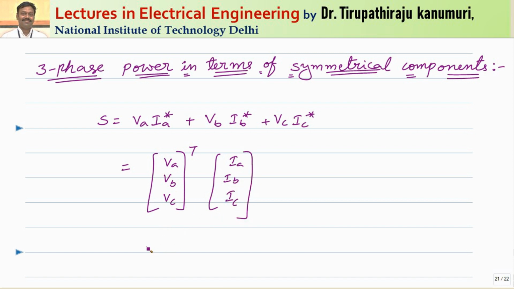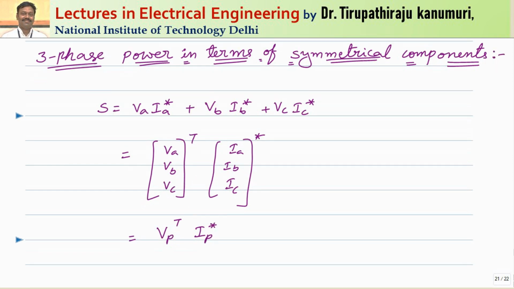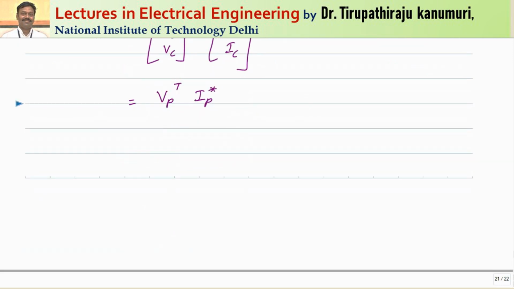So this VA, VB, VC, because we have discussed this in the last class, is nothing but the matrix for the phase voltage. So I am taking the transpose. So this I have to multiply with the current phasor or the phase current, and this one I have to multiply with the conjugate. So by multiplying these things I can get my three-phase power.